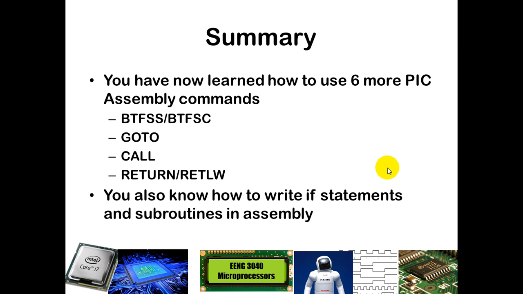So to summarize what we've learned in the videos for this week, for Monday: you've learned about several new commands, bit tests, particularly bit test f skipping if set and bit test f skipping if clear. You've learned about the goto command used to branch unconditionally. You've learned about the call statement used to call a subroutine. And you've learned about the two different return types, return and RETLW. There's another return, RETFIE, which will be used for interrupts. So once we start talking about interrupts, you'll learn about the third return type. And now, hopefully, you know how to write if statements and subroutines in assembly.